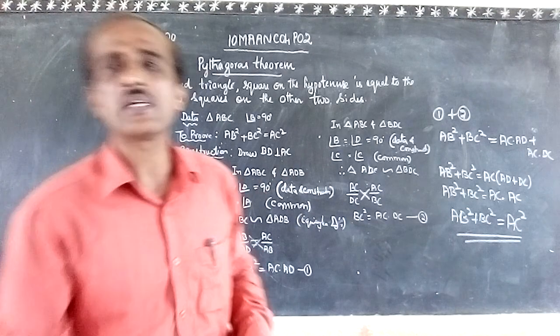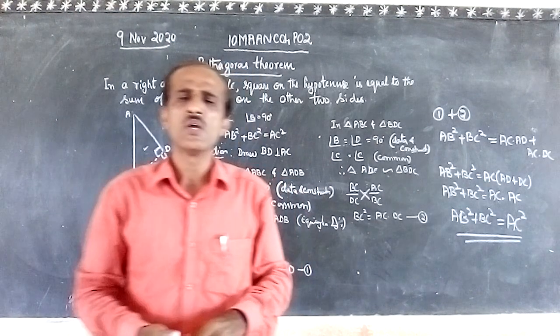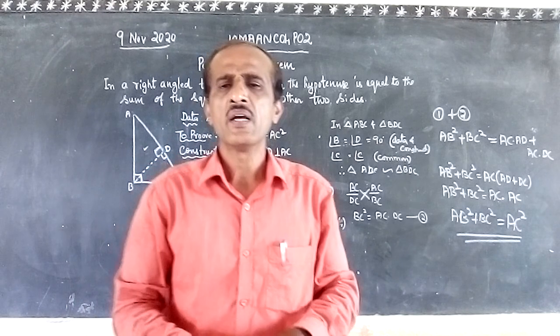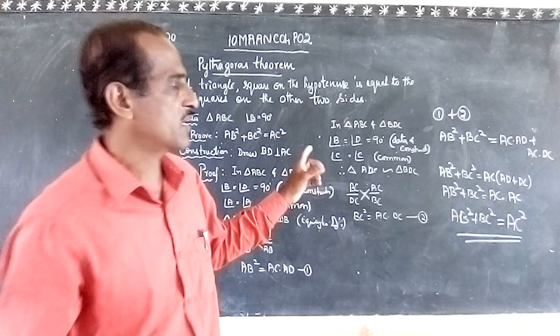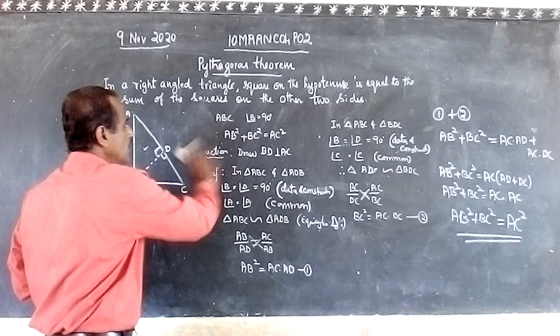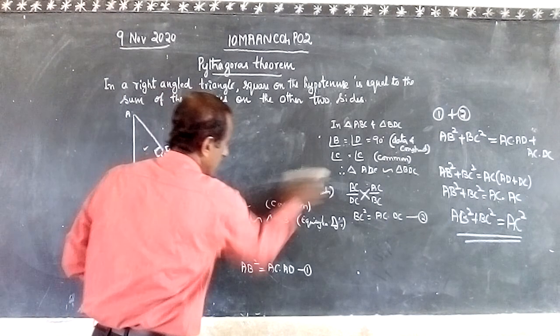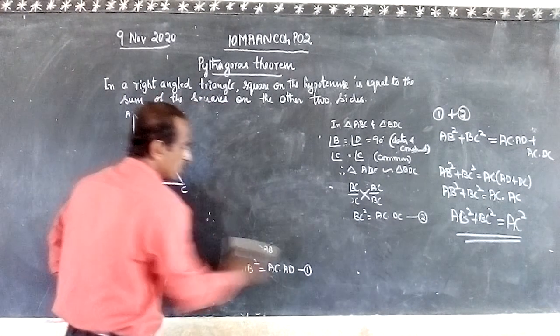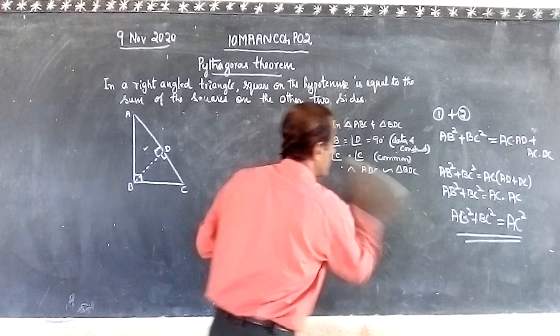So this is a very important theorem from the examination point of view. You have to learn this theorem. It is about Pythagoras theorem. See here, therefore remember children, always in a right angle triangle, the square on the hypotenuse is always equal to the sum of the squares on the other two sides.